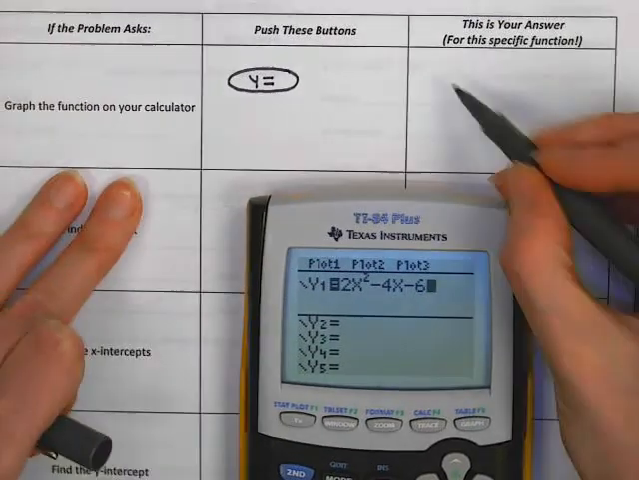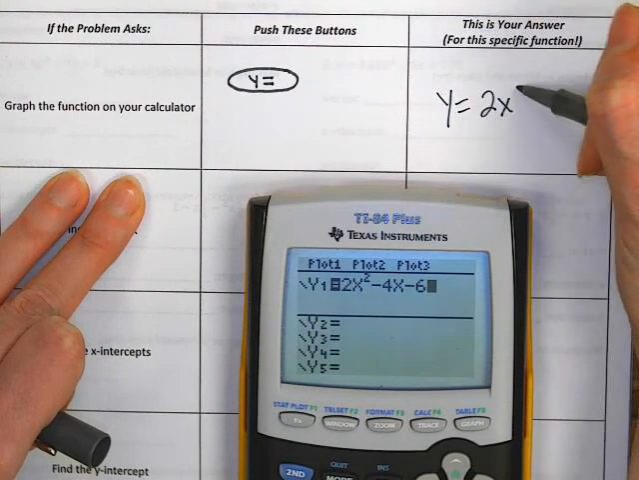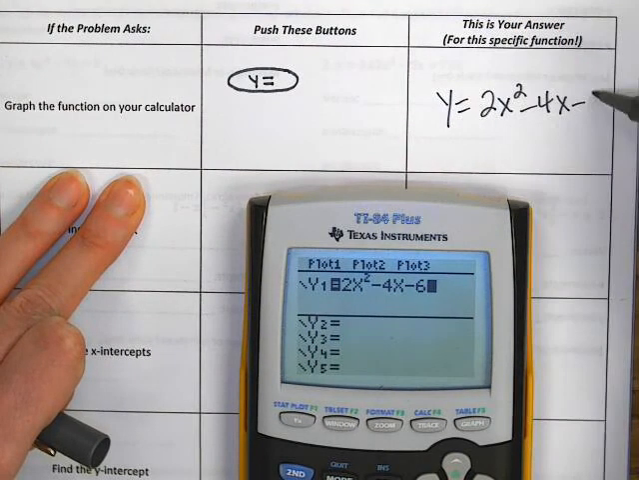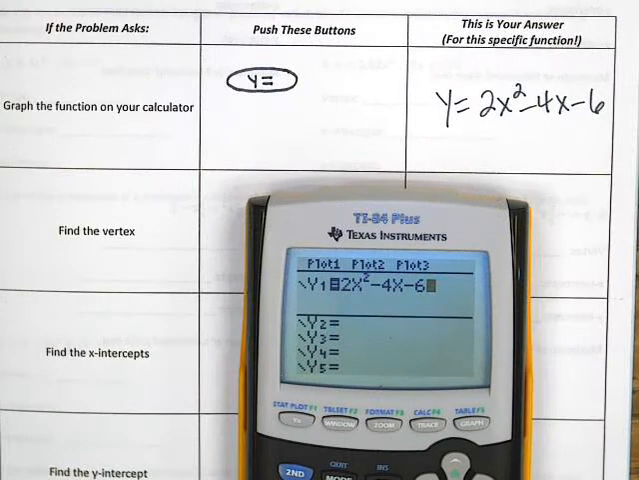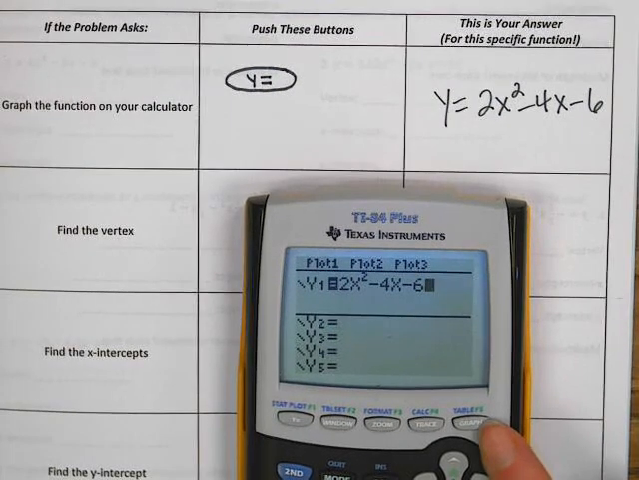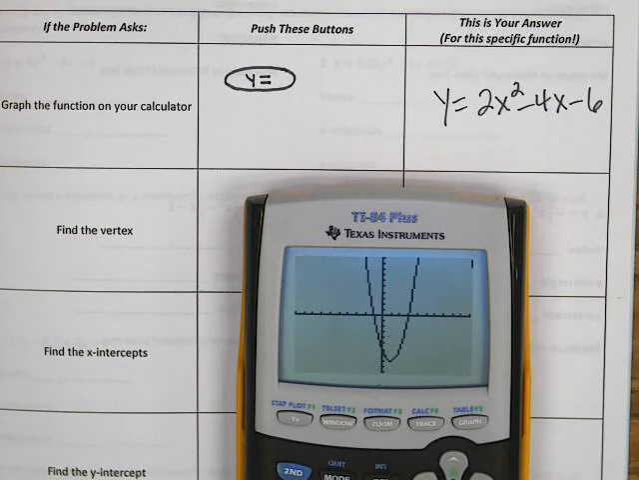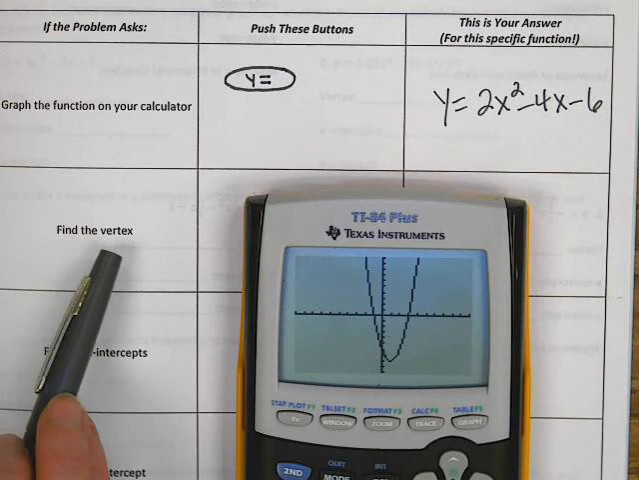Okay, so I guess for here, we could just rewrite it, right? We just typed it in. 2x squared minus 4x minus 6. You don't have to write that. Okay, go ahead and hit graph. So graph is in the top right, and you should see a U, right? There you go. All right, how do we find the vertex?